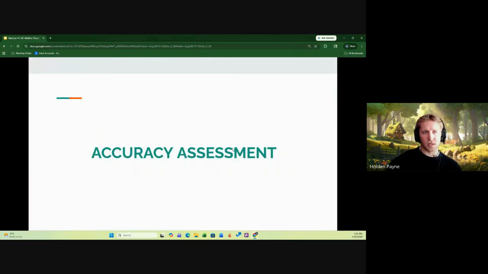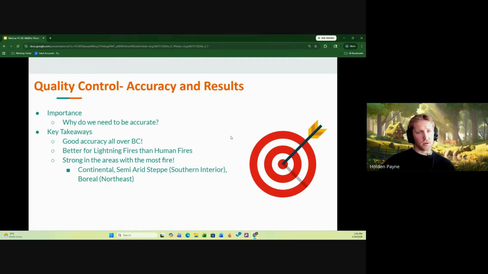So let's go straight into accuracy assessment. Quality control: why is it important to be accurate? And then, how did we think about accuracy? A lot of burn probability and simulation modeling, when published, has less on the accuracy side, with fewer histogram comparisons. We thought it was really important to display how well we were predicting fire and how well we think these actually work.